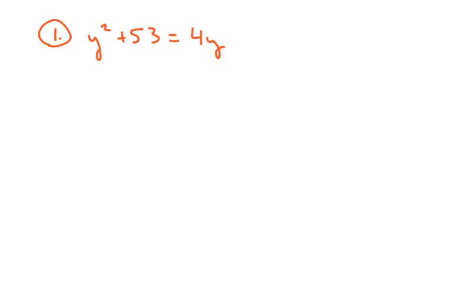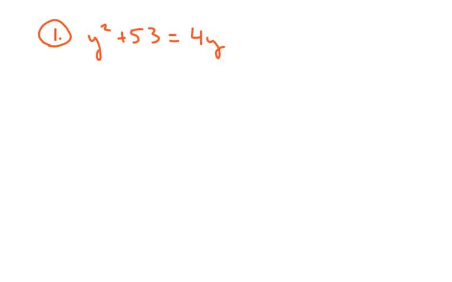Okay, so we're going to solve y squared plus 53 equals 4y. Now in the instructions, they say solve by completing the square. You actually can solve this problem any way you want to, but for the sake of compliance with the directions, I'm just going to use completing the square.